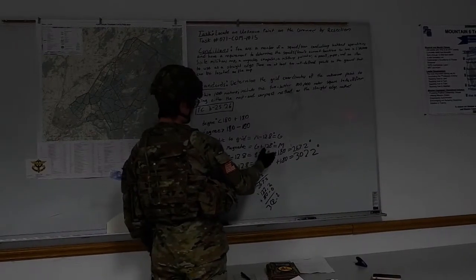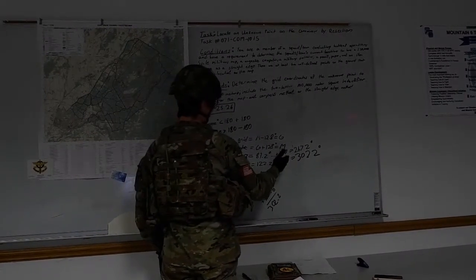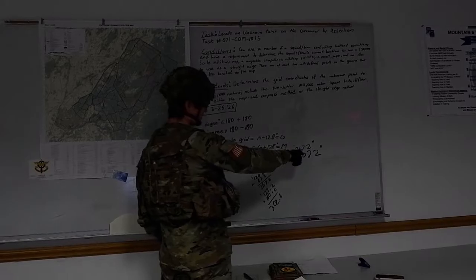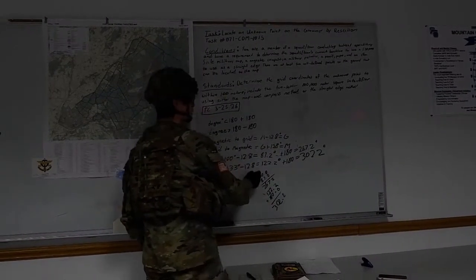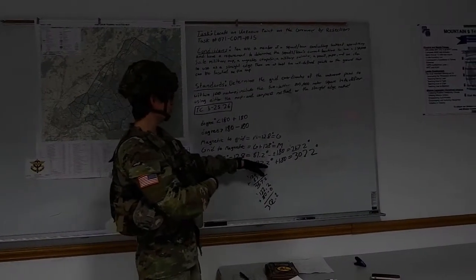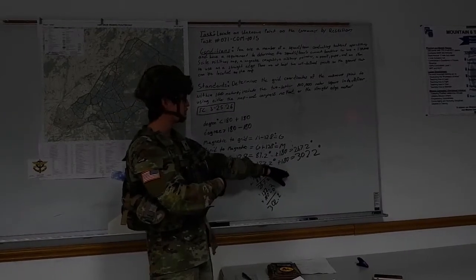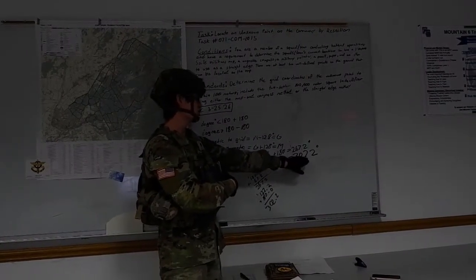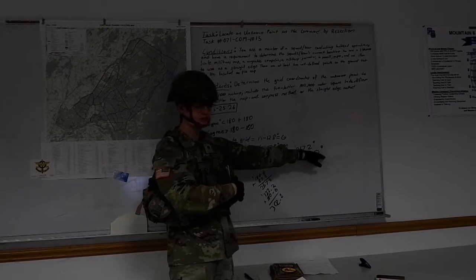So 87.2 degrees plus 180 degrees is 267.2 degrees. 122.2 degrees plus 180 degrees equals 307.2 degrees.